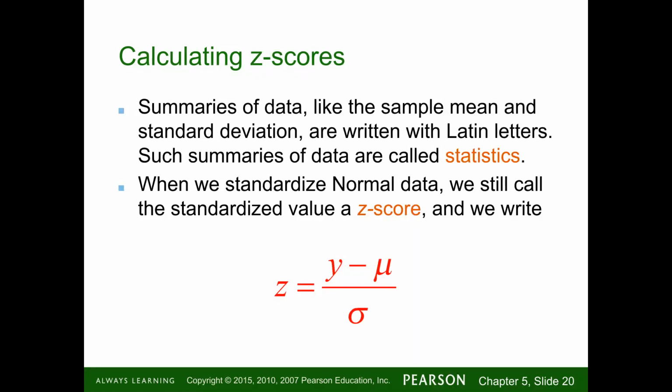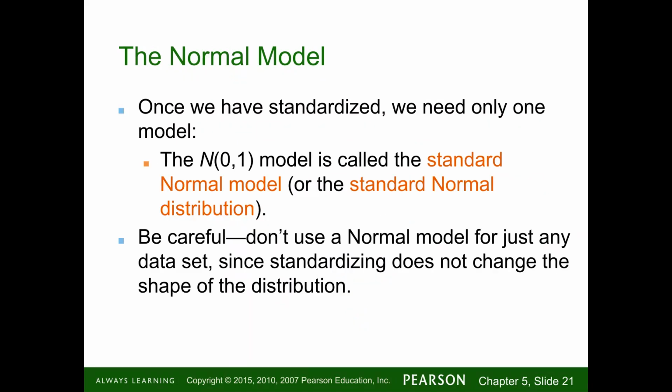Why did they say Latin? Those are Greek letters. Anyways, that's funny. Such summaries are called statistics. So we'll talk about statistics. When we normalize data, oh, I see what they're saying now. We call the standardized value a z-score.